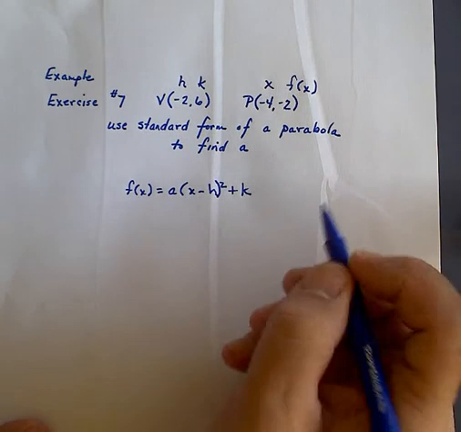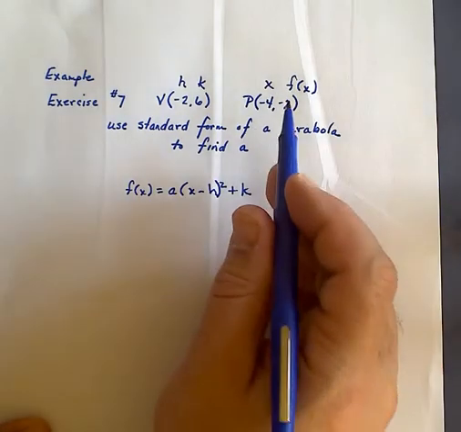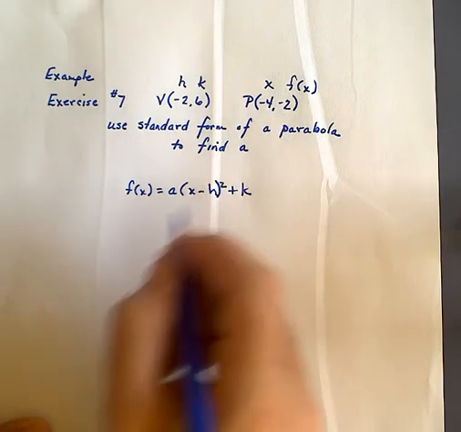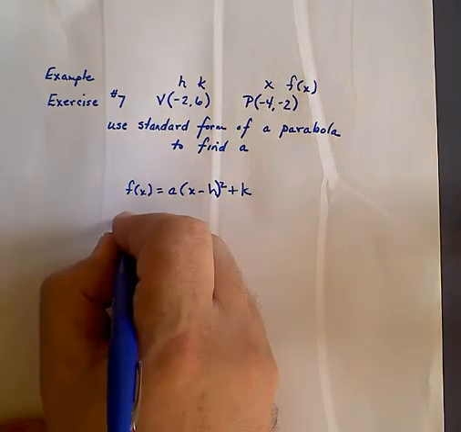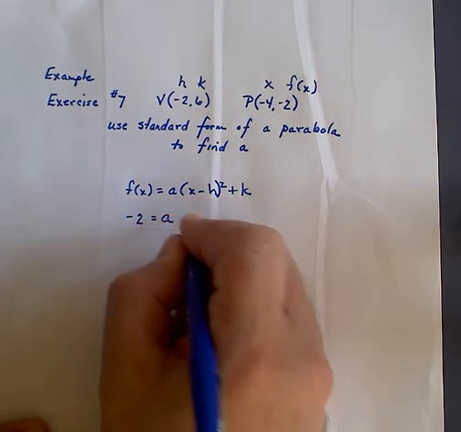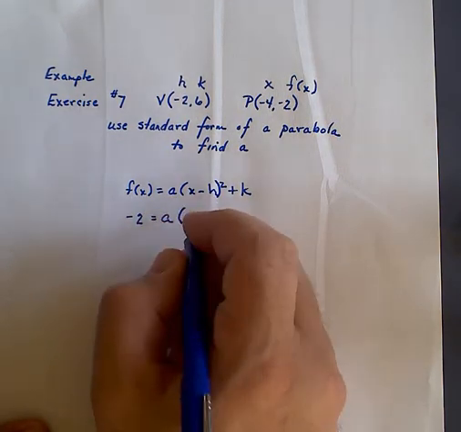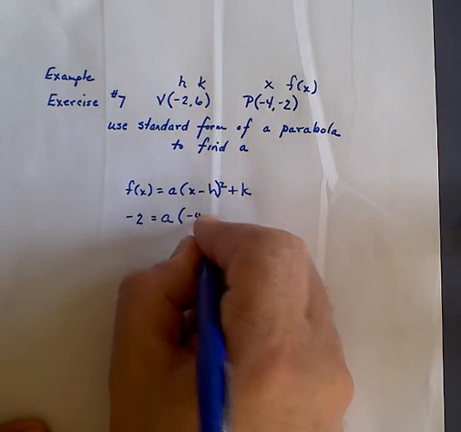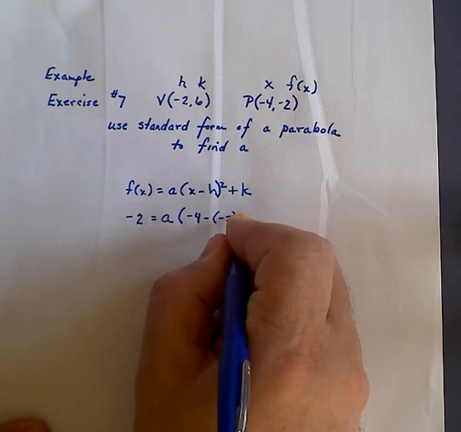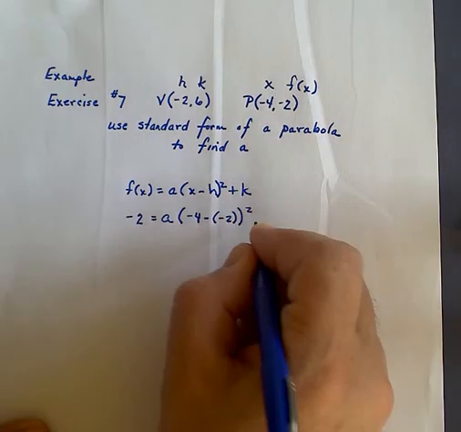Now, take those four numbers from above and plug those in. So instead of f of x, I'm going to plug in -2. a is the value that I need to find. x is -4. h is -2. k is 6.